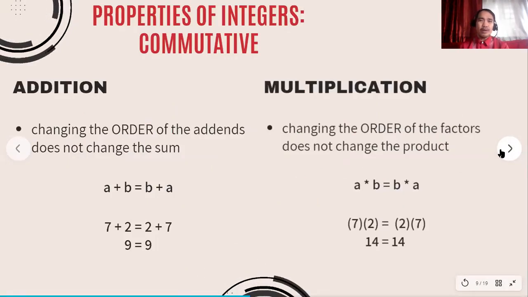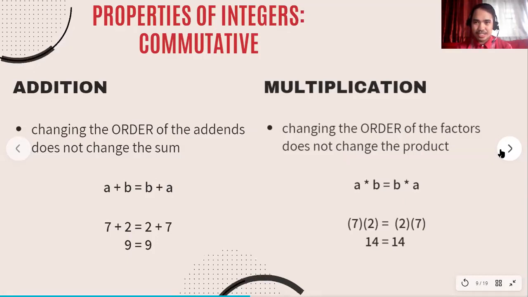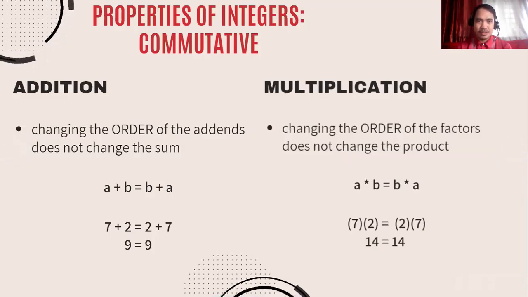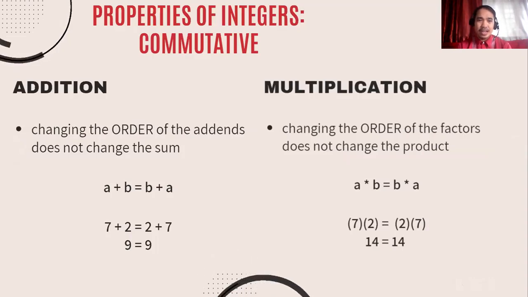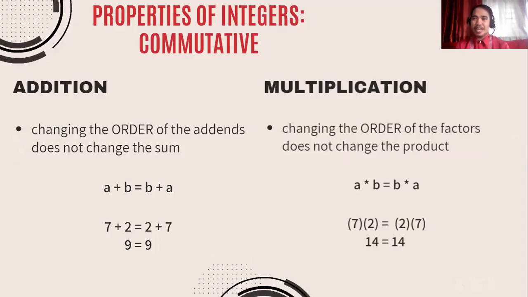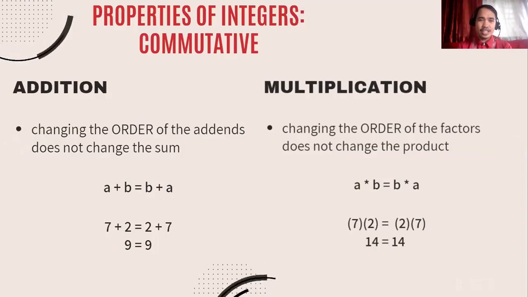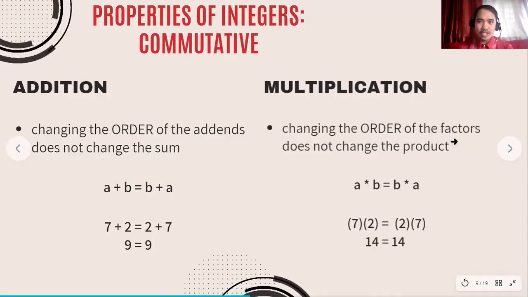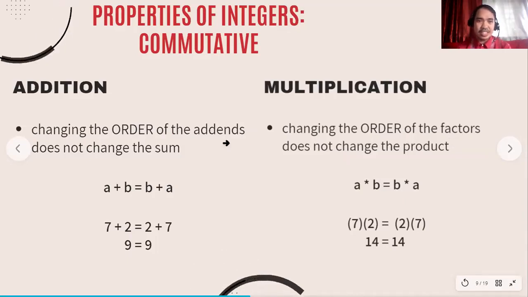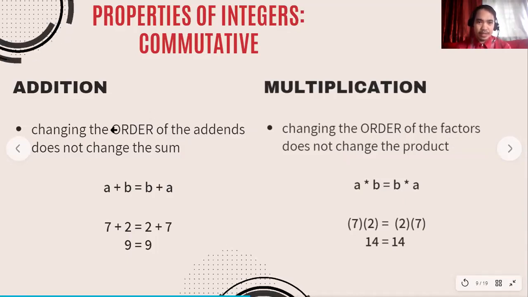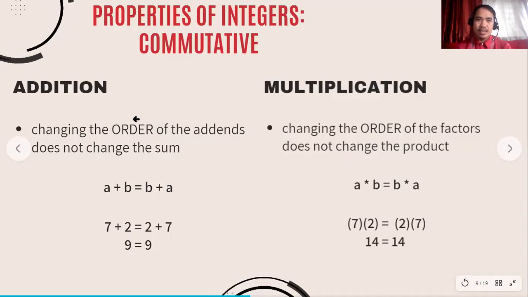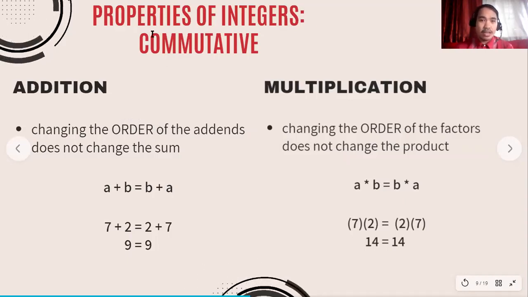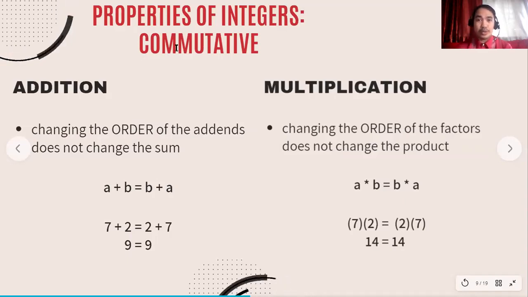Now, let's talk about the first property of integers, which is commutative. So I have here the addition and multiplication. In addition, changing the order of the addends does not change the sum. As you can see, I capitalized the word order. Commutative came from the root word commute.